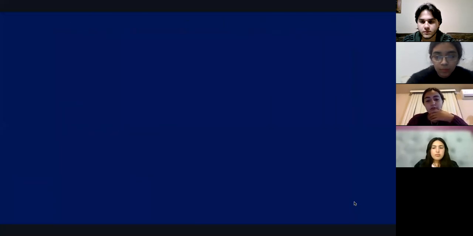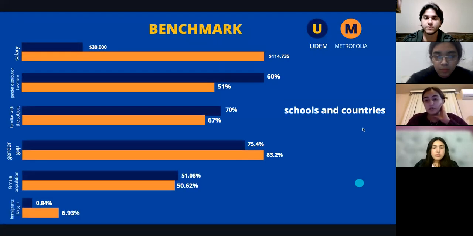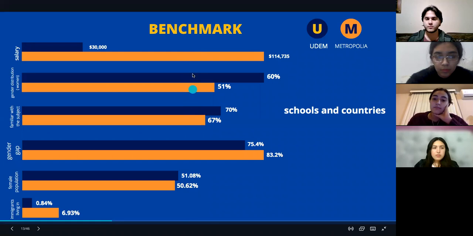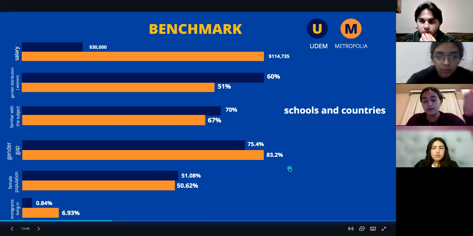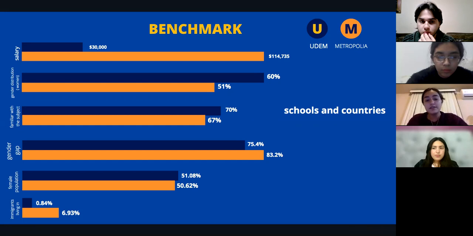So now about the gap analysis, we did a benchmark about different things. The first three are about the schools, UDEM and Metropolia University, and the other three are about the countries. First, we have the salary. In Mexico, in UDEM, they pay the teachers 30,000 pesos, and in Metropolia, they pay 114,735 pesos. Then we have the gender distribution, the familiarity with the subject, the gender gap, the female population, and the immigrants living in these countries.